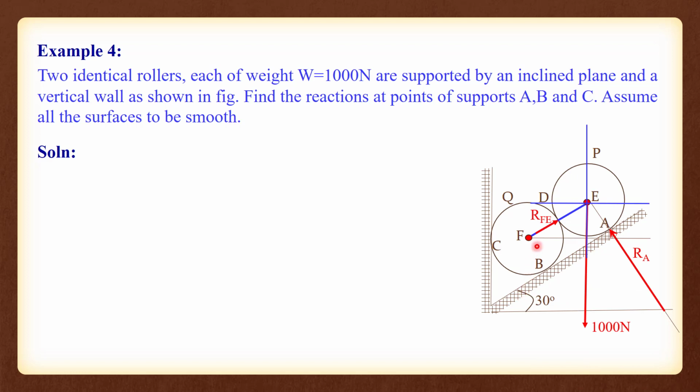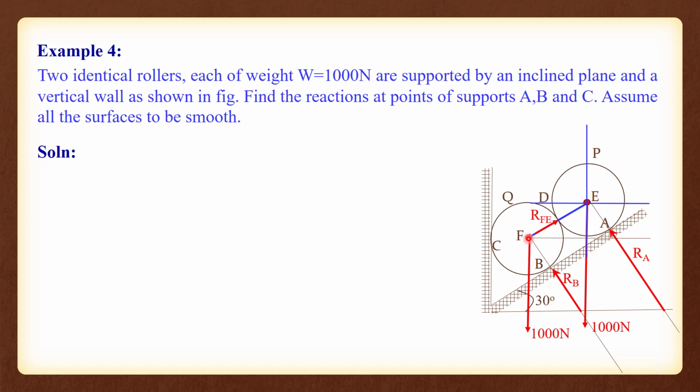Now, let's see what are the forces acting on roller Q. Here also the weight of the roller will be acting vertically downwards, that is 1000 Newton. Then how many contact points are there? Three contact points, right? B, C and D. When you consider the contact point B, you will have one reaction, RB, which will be perpendicular to the inclined surface. When you try to draw the line of action, it will be passing through the point F, right?